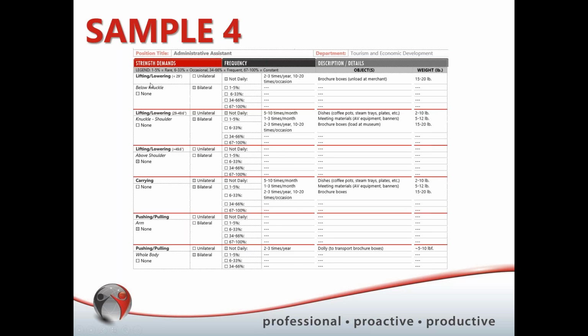Right, so you can see how we've broken it down: below knuckle, knuckle to shoulder, above shoulder. We also use the strength guidelines of carrying, pushing, pulling. There's a whole variety of elements in there, and we try and break it up based on the types of things that they're lifting.